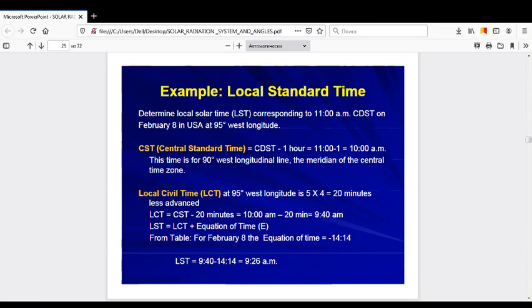Now local standard time, LST. Determine the local solar time, LST, corresponding to 11 am CDST on February 8 in the USA at 95 degrees west longitude.